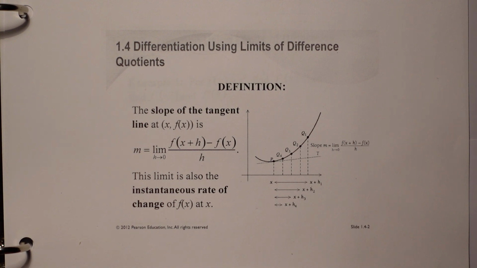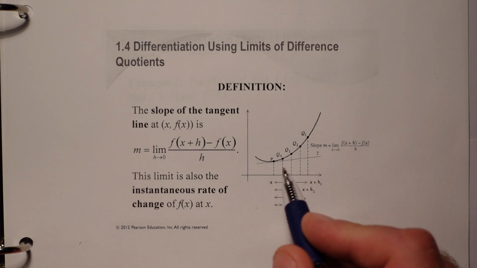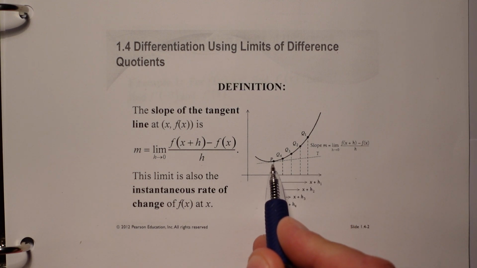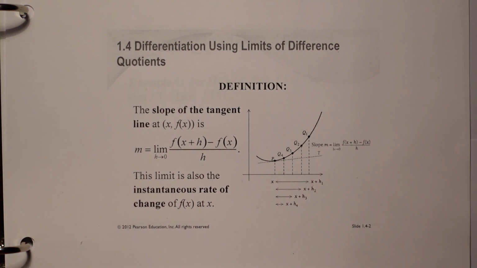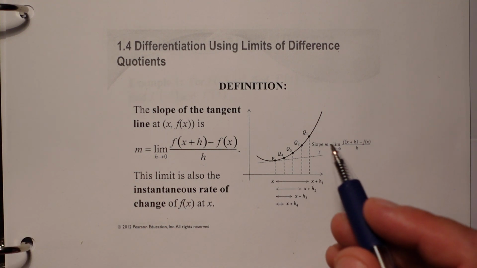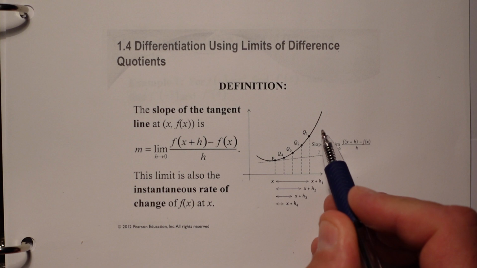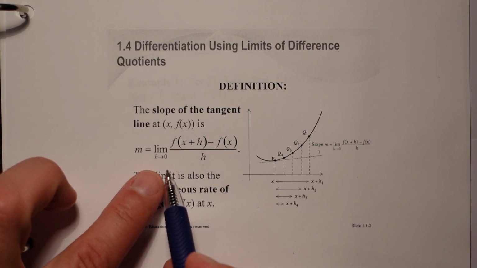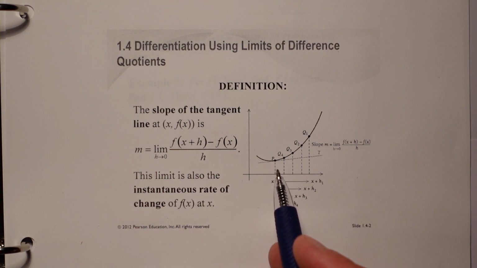And when we take the limit as h approaches 0, the slope of that secant line is getting closer and closer and closer to the slope of that tangent line. And this limit is also the instantaneous rate of change of f of x at x. In other words, instead of using 2 points and finding an average rate of change, by taking the limit as h goes to 0, we're finding the exact slope of the function at that one particular point.